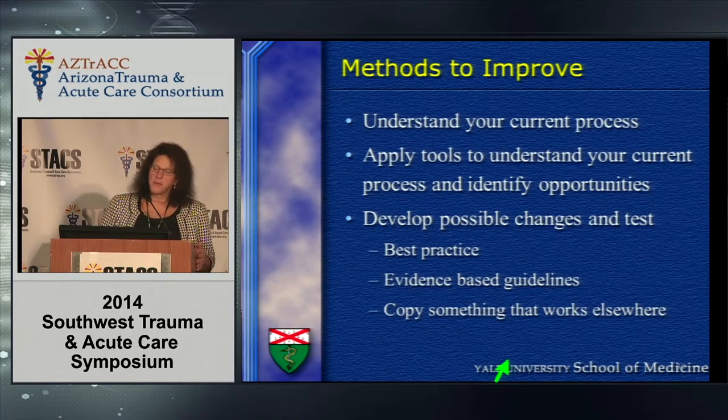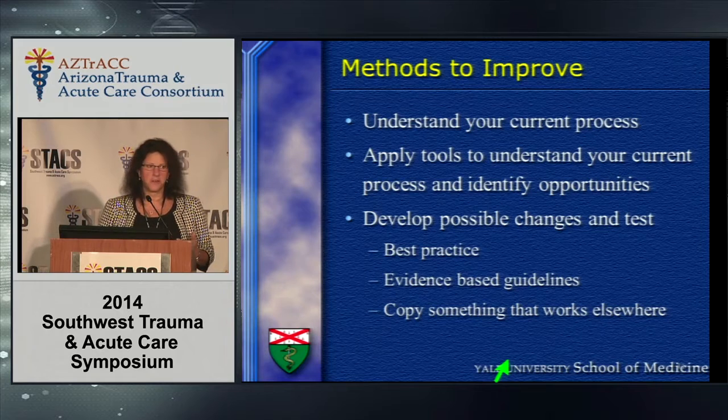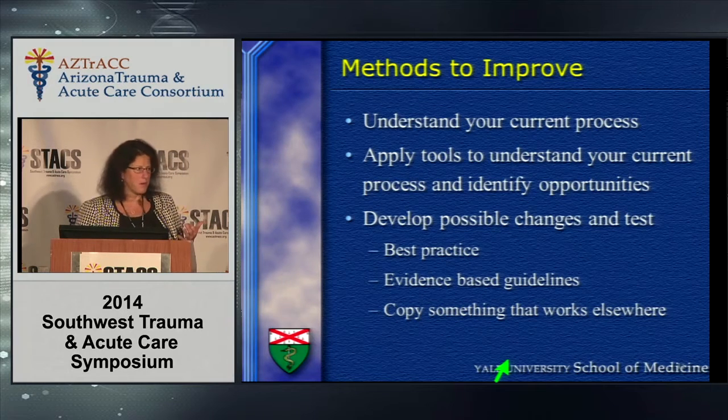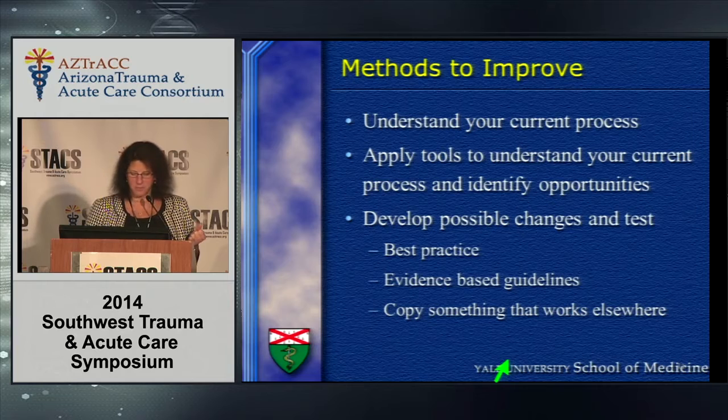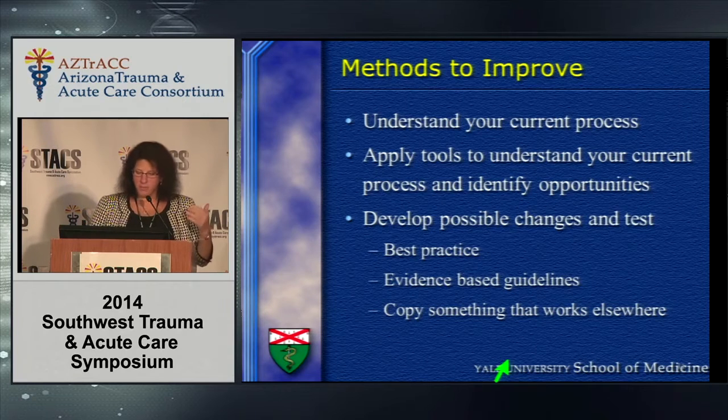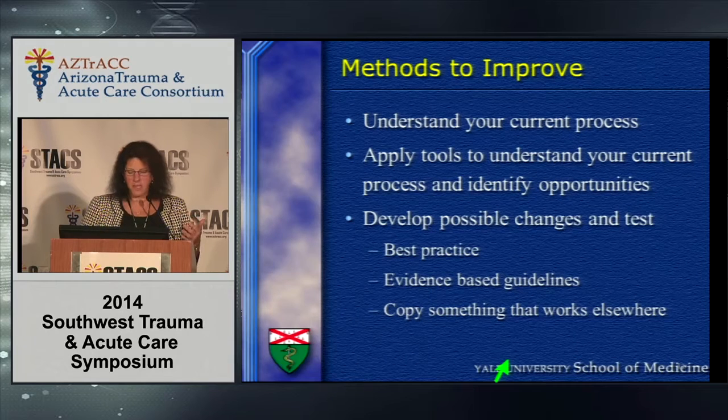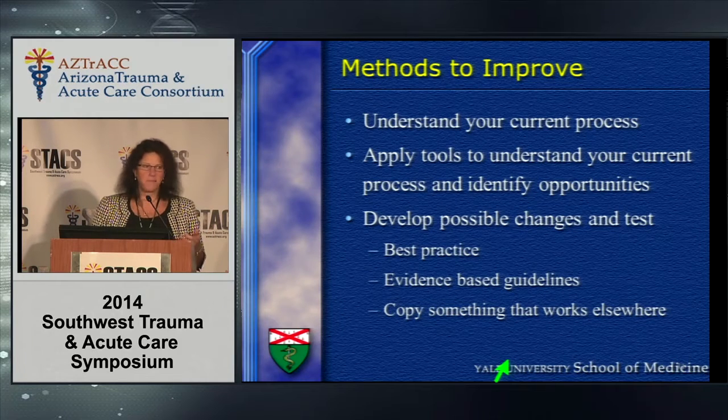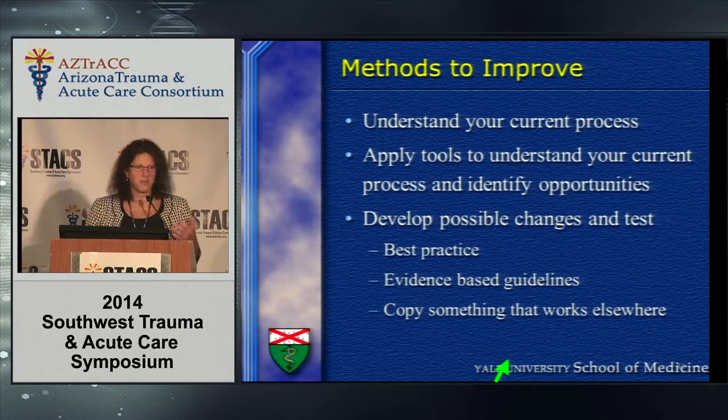So when you're trying to improve, what you need to do is understand your current process, which is often difficult. I don't know if you work in an institution like mine, but it is frequently virtually impossible to figure out how to get from point A to point B in a care process. Apply the tools of your current process and identify opportunities, and then develop possible changes and tests, so best practices, evidence-based guidelines, and copy something that works elsewhere, because we do not all live in a vacuum.